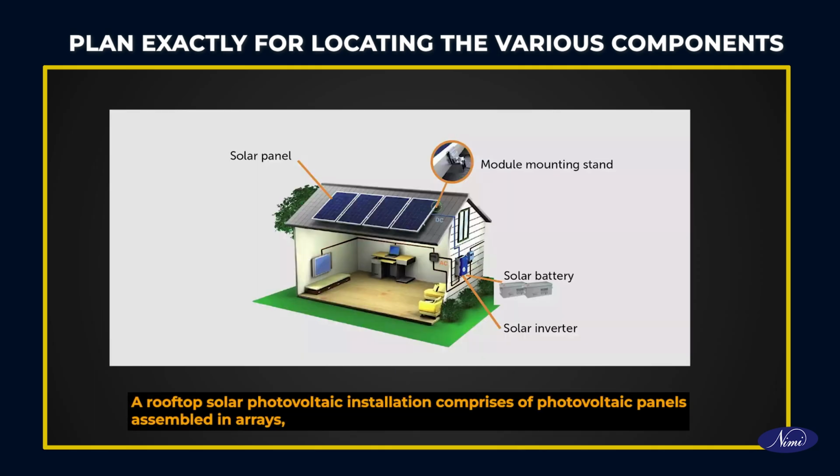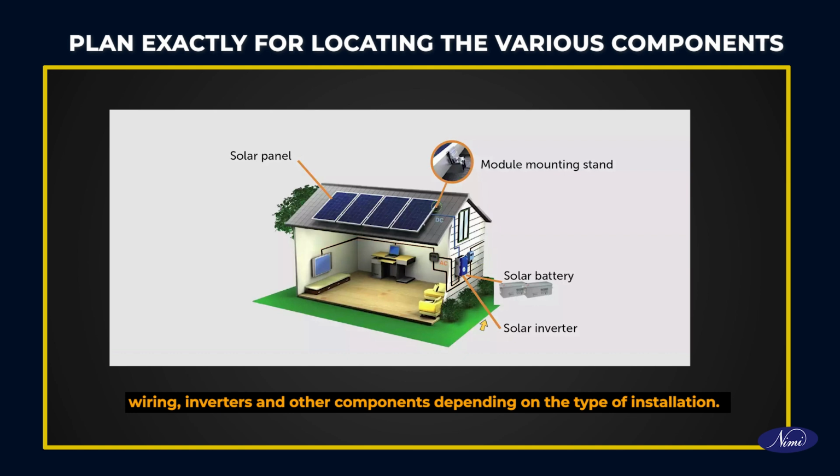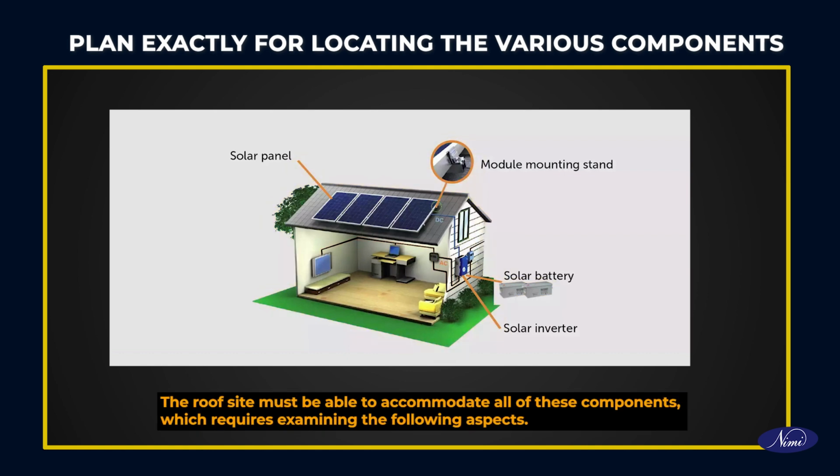A rooftop solar photovoltaic installation comprises photovoltaic panels assembled in arrays, mounting frames to support the panels and secure them to the roof, wiring, inverters, and other components depending on the type of installation. The roof site must be able to accommodate all of these components, which requires examining the following aspects.